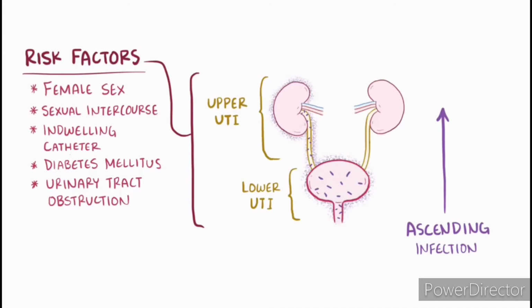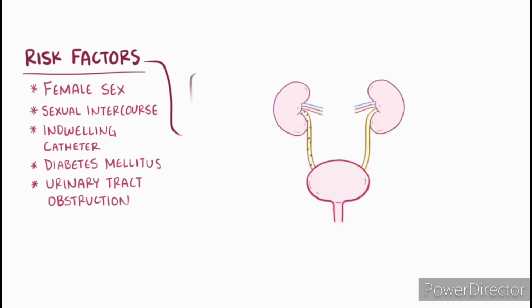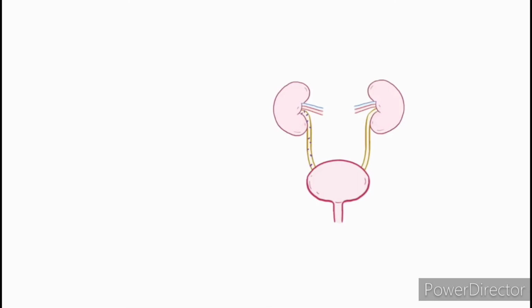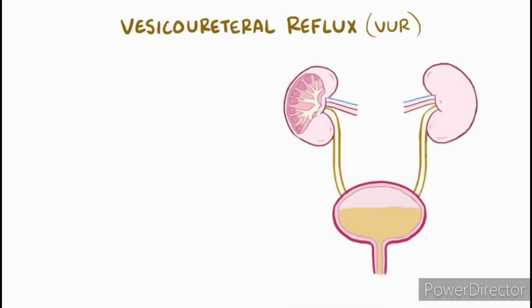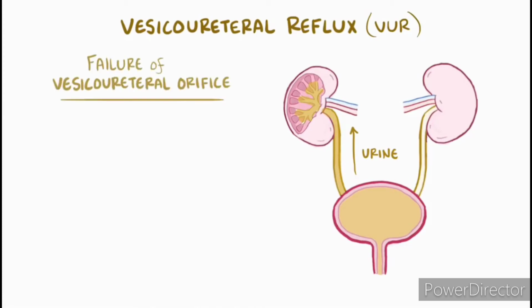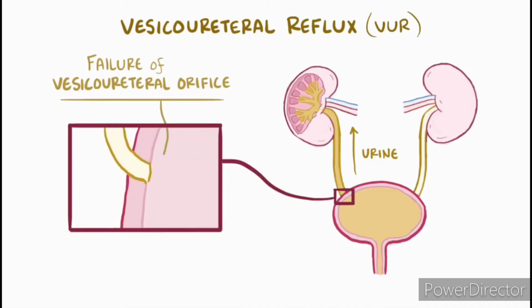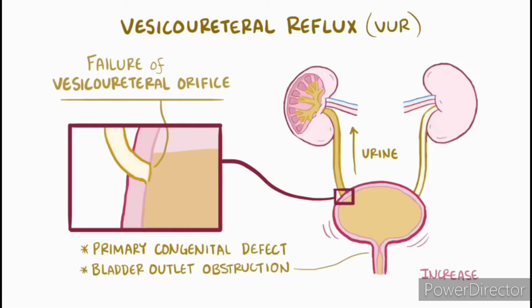One major factor that increases the risk of a lower UTI spreading upward is vesicoureteral reflux or VUR, which is where urine is allowed to move backward up the urinary tract, which can happen if the vesicoureteral orifice fails. The vesicoureteral orifice is the one-way valve that allows urine to flow from each ureter into the bladder, but not in the reverse direction. VUR can be the result of a primary congenital defect, or it can be caused by bladder outlet obstruction, which increases pressure in the bladder and distorts the valve.